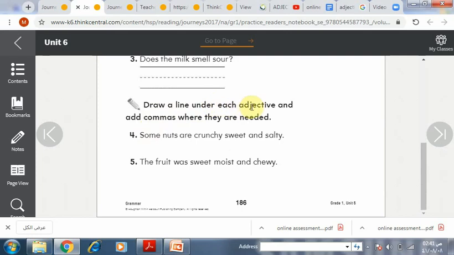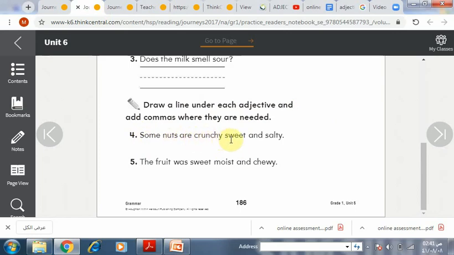Draw a line under each adjective and add commas where they are needed. So here we're doing two things. First, draw a line under the adjective and then we add commas. I'm sure you remember the song of comma, comma, and. When we're talking about three things, or mentioning three things, we add how many commas? We add 2 commas. Very good. So first let's find out the adjectives and then we can add the commas.